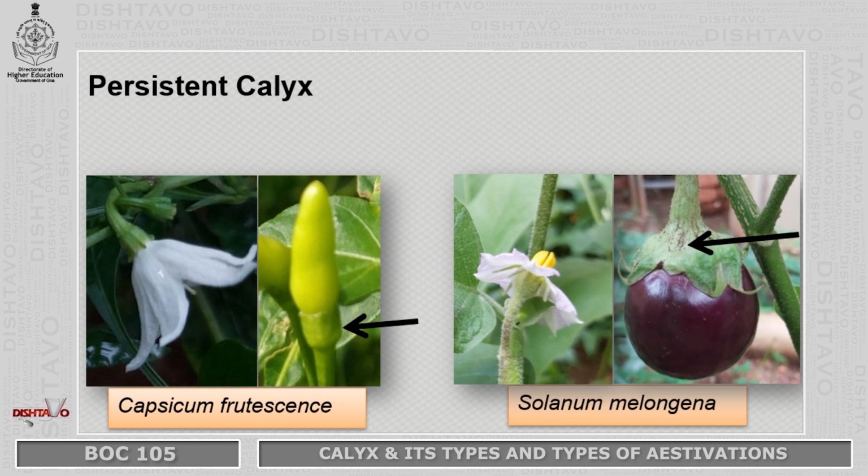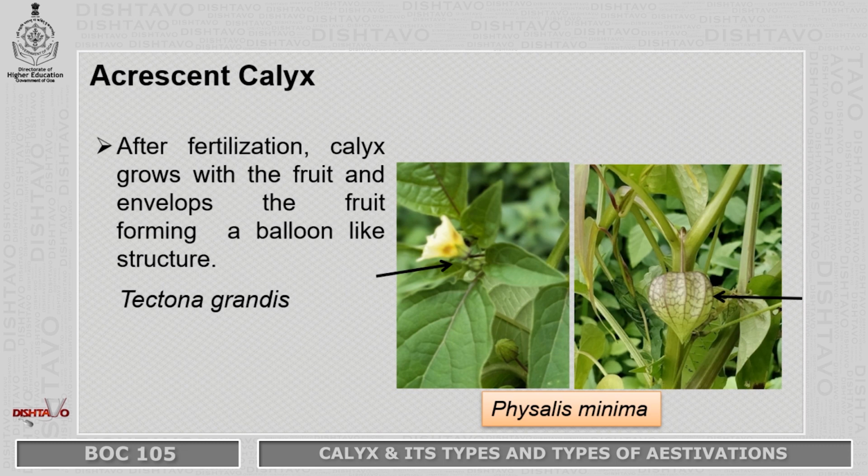The flower and the fruit of Capsicum frutescens and Solanum melongena can be seen in the image, which shows the persistent calyx. There are certain plants which have a persistent calyx that grows with the fruit and envelops the fruit, forming a balloon-like structure. Such a type of persistent calyx is called as accrescent calyx. The examples of plants which show accrescent calyx are Physalis minima and Tectona grandis.